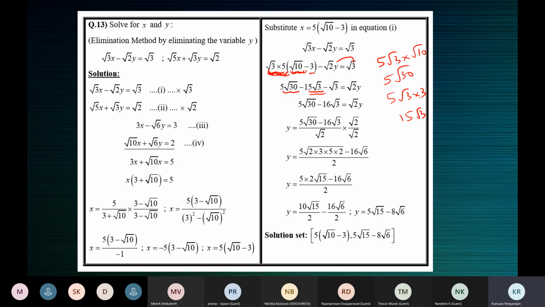The x value we have got. Now we are working to find y. And how do you find y? You should have y on one side and all the numbers on the other side. Then only you can find y. That's what we're doing. So this is minus root 2y, I took it to the other side so that it becomes plus root 2y. I brought this here.